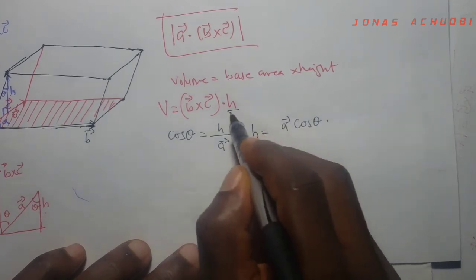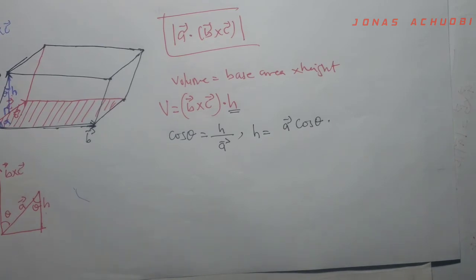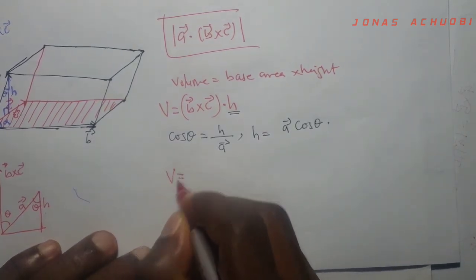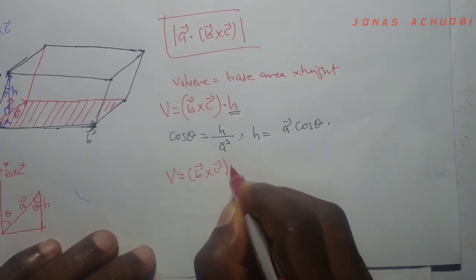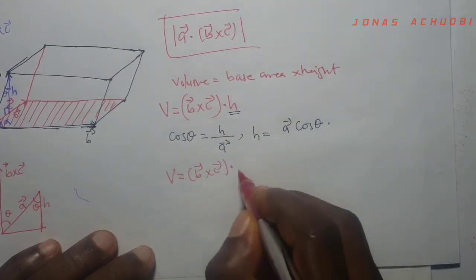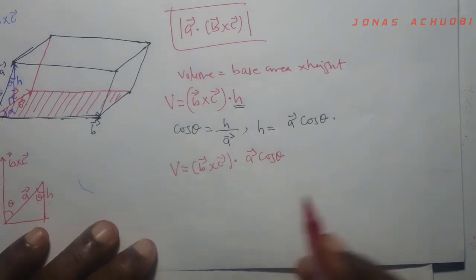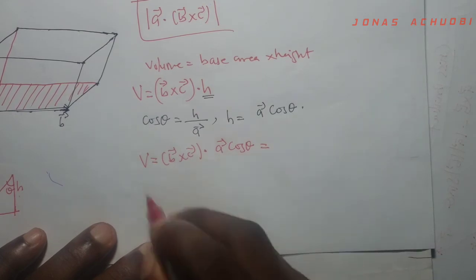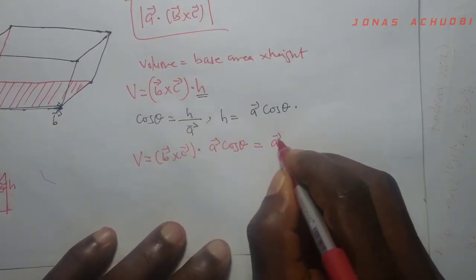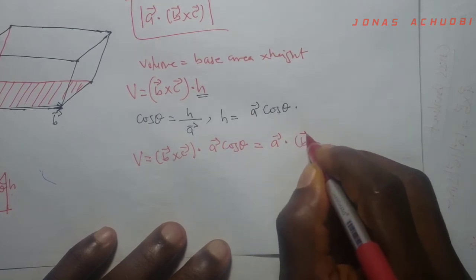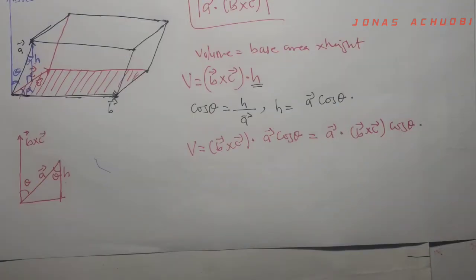We can go back to our volume formula and replace our H with A cos theta, so that the volume of the parallelepiped becomes B cross C times H. What is H? H now is A cosine theta. Of course, we can put vector A first, since it is a dot product and so it is the same. I can put vector A first: A dot B cross C, the cosine of angle theta.